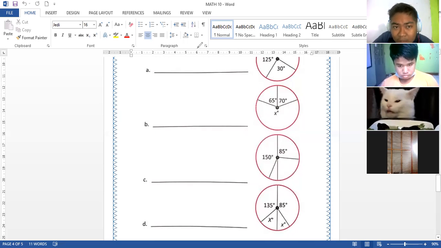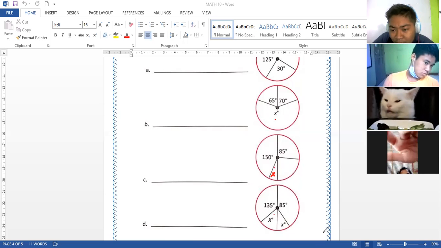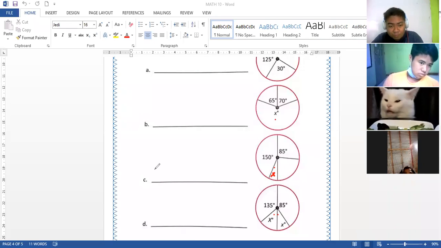So, lagyan nyo na lang. Hindi ko ata nalagyan na. Ito na yung X. So, this is A, B, C, D. Okay? Nakuha? So, A, B, C, D. Okay?